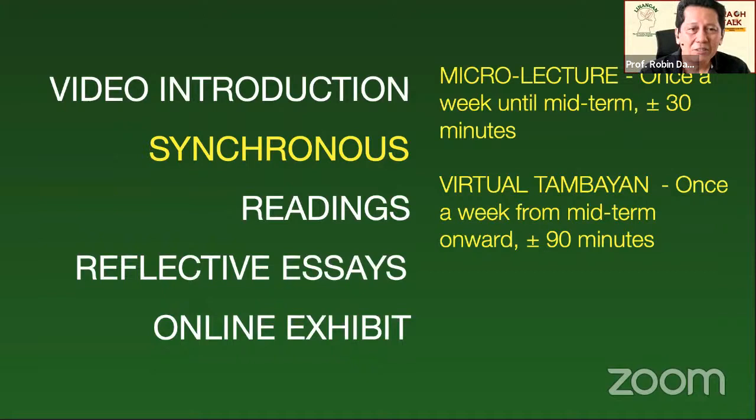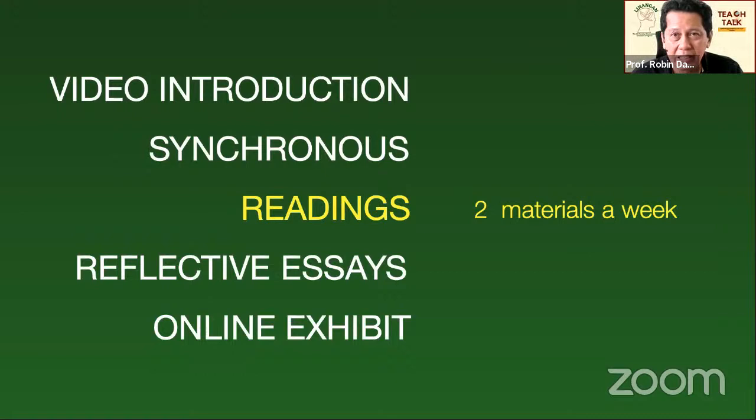Now, the next activity is readings. Usually I have two materials a week, and as I gave you earlier, those were some of the examples of the readings that I give. Two readings, two essays a week. They can handle that. And I give them enough time. I tell them, I'm only going to meet you once a week anyway, so you have all the time left in the week to read this stuff, because there's no getting around reading. This is college. They have to read.